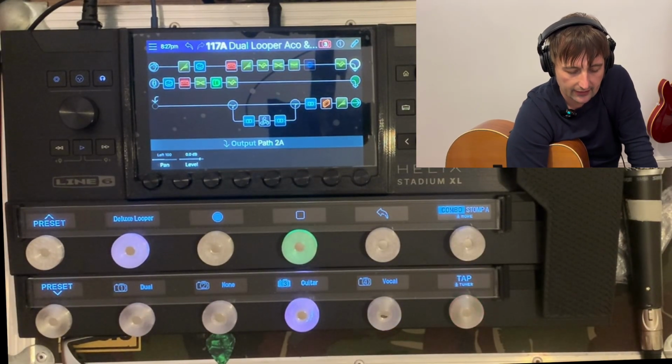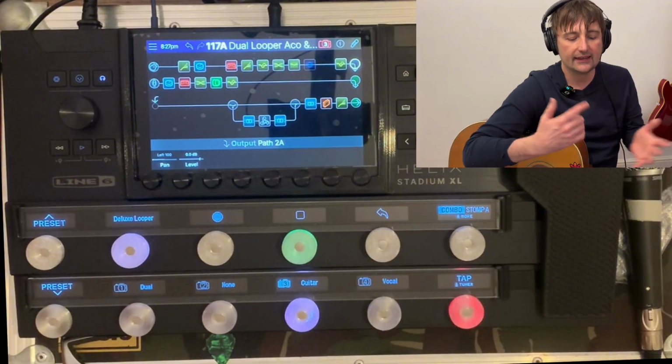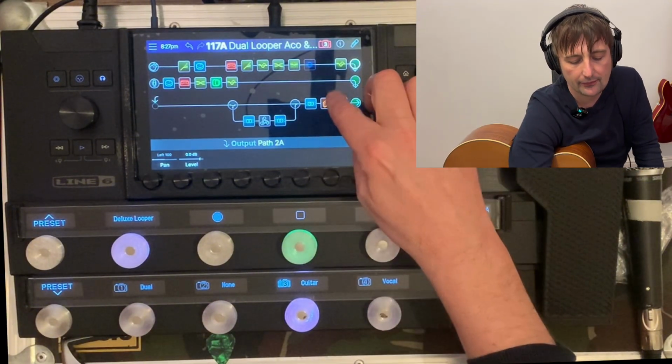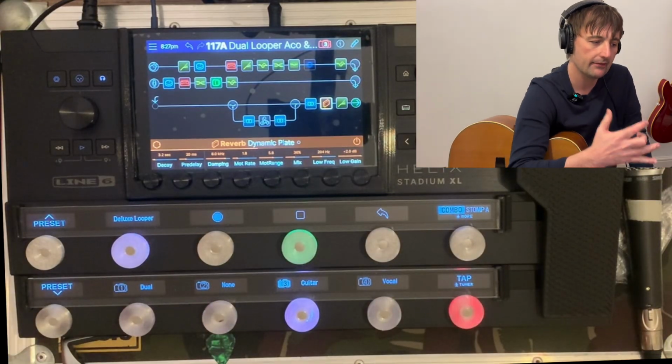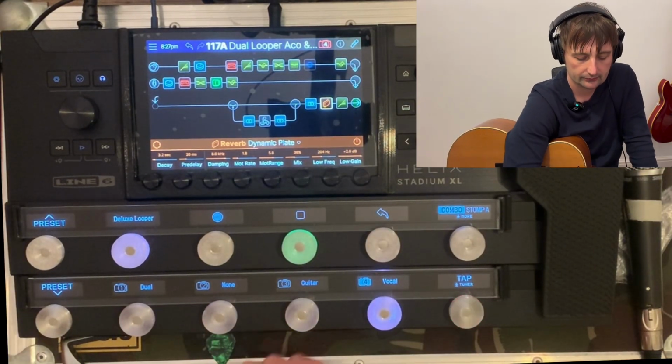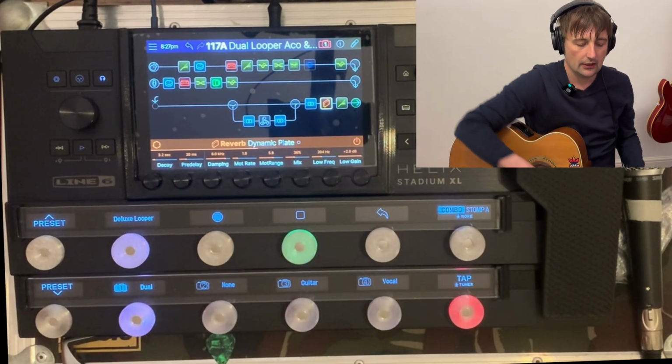So that vocal's on one side of the looper, and the guitar's on the other side. And the reason it sounds seamless is both these loops are going into the reverb. When I had the reverb before, it would be very jarring when it starts. And that's both.